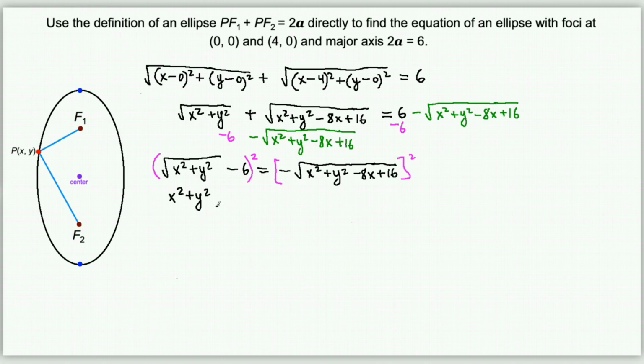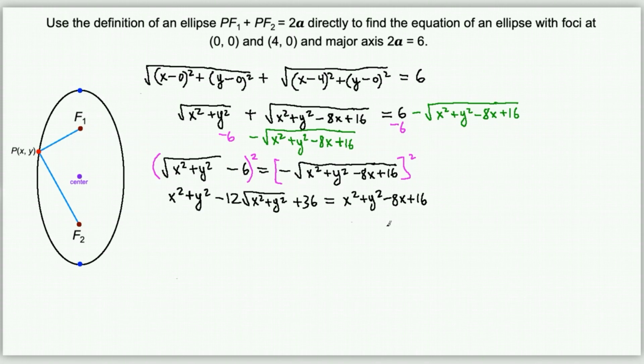Now the next product, the outer, will be negative 6 times this. And then the inner will also be minus 6 times this, right? So it's going to be twice that product. Twice minus 6 times this is minus 12 square root of x squared plus y squared, because 2 times negative 6 is negative 12. And the last product is negative 6 squared, which is plus 36. And of course, squaring the right side is easy, right? Just get rid of the square root and get rid of the negative. So it's just x squared plus y squared minus 8x plus 16. Good.